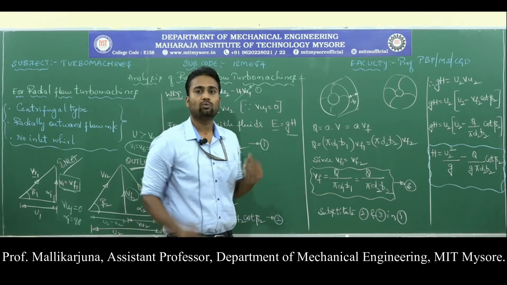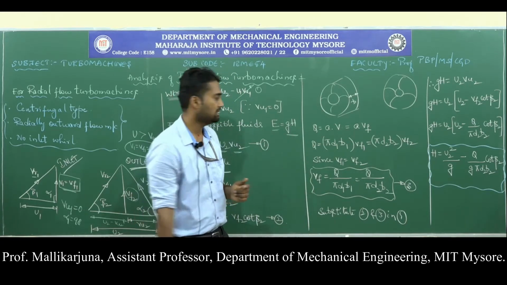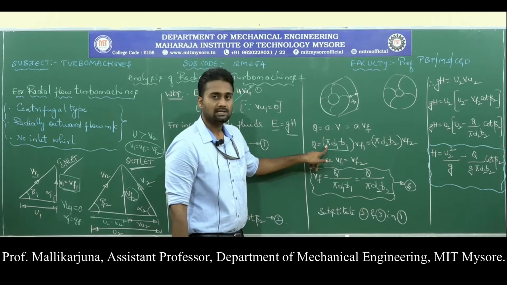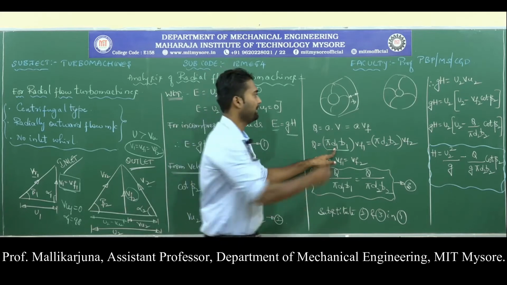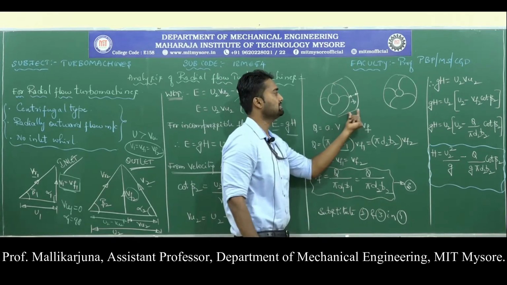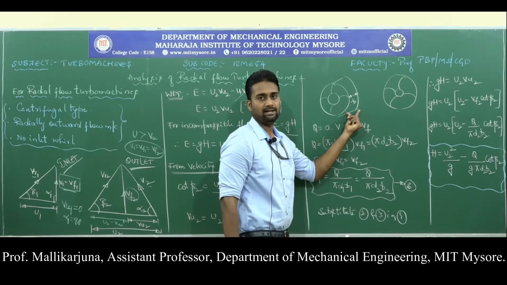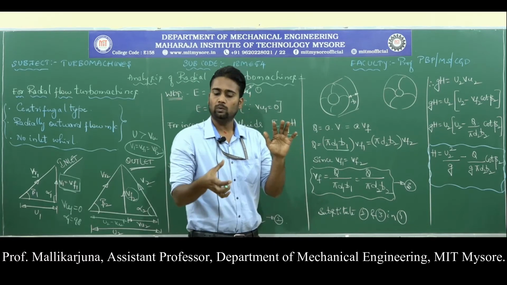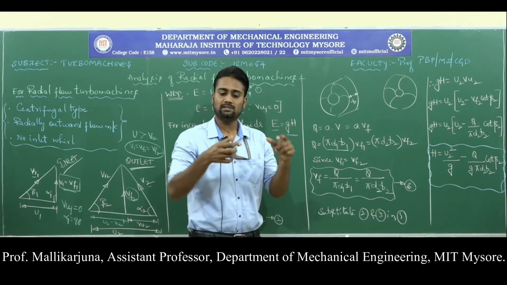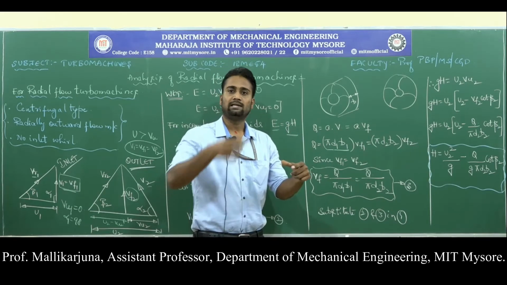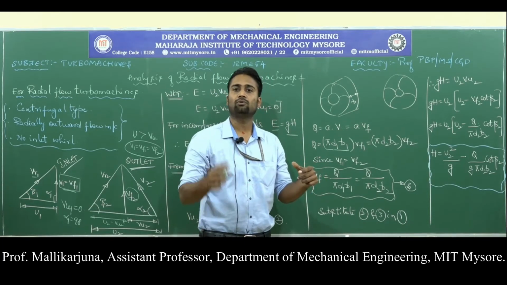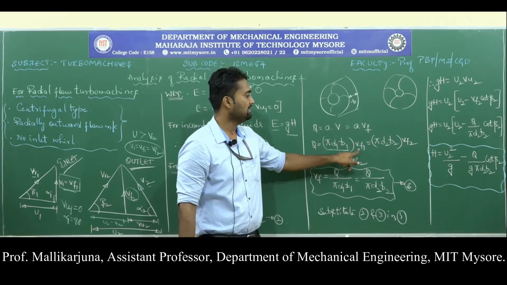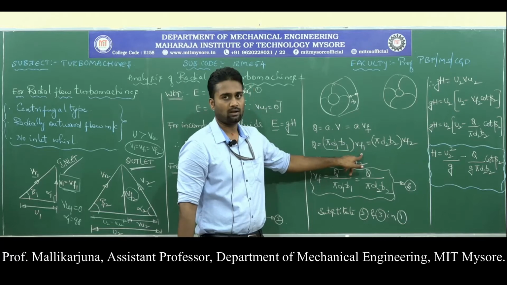Next thing is the area through which the fluid is flowing, which is given by pi d1 b1. Pi is the term, d1 is the diameter of the rotor, b1 is the thickness of the blades. In the sense, this is the diameter times thickness, times pi is the area through which the fluid is moving. So pi d1 b1 is the area and the velocity is Vf1.